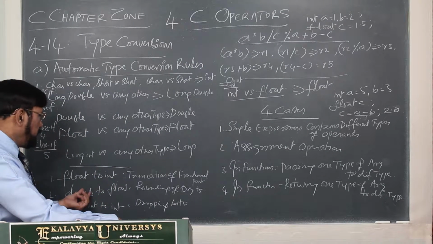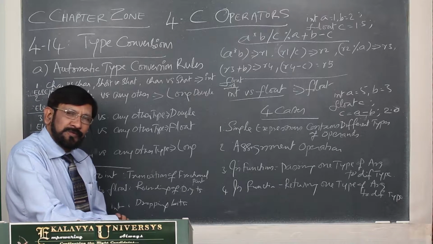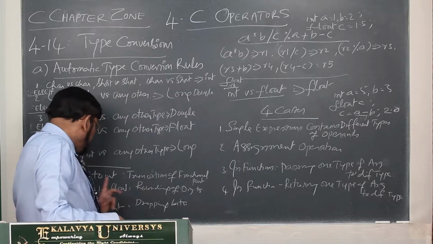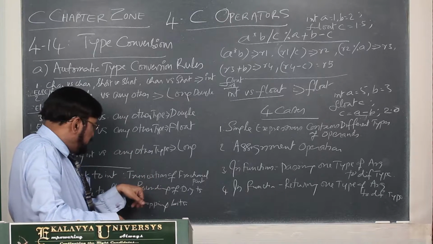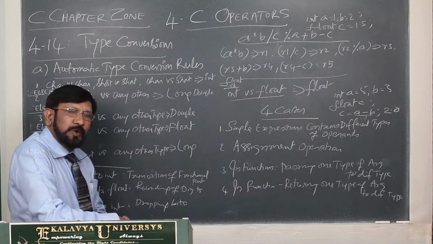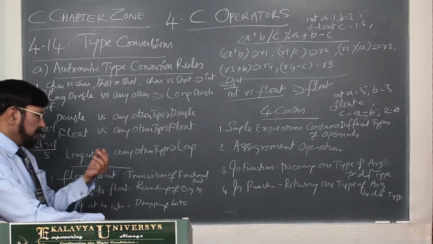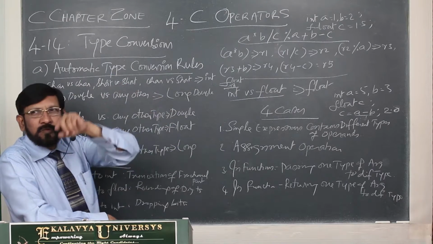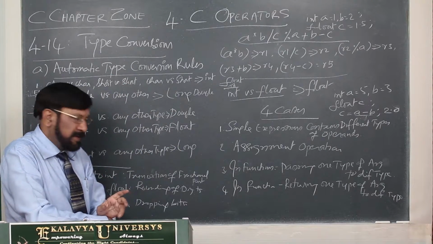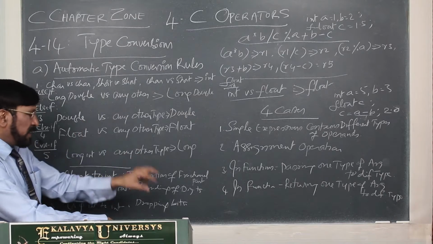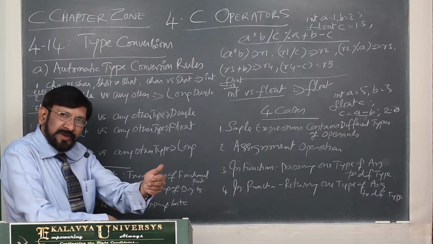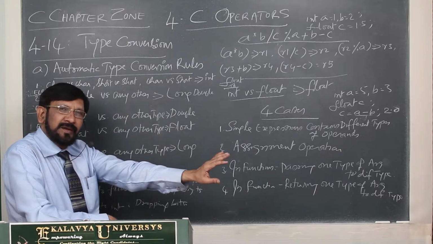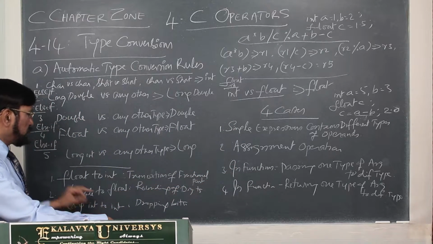Number 2, double to float. Double and float both are floating point types only, but the size of double is 8, the size of float is 4. So, in such a case, if you are assigning a double type operand to a float type operand, what will happen? It rounds off the digits. Whatever digits can be accommodated in float, that many are stored in the float type operand.